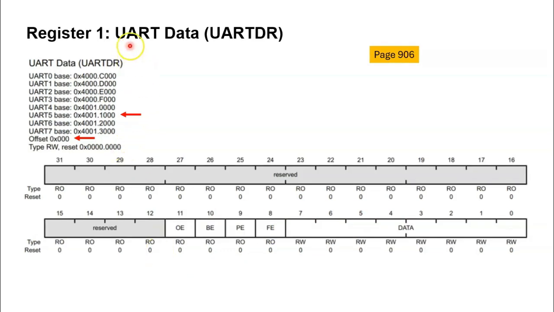Then we come to the UART data register, and you can find this on page 906 of the datasheet. And the UART5 base address for this register is 40011000 hexa, and the offset is 000 hexa. It's a 32-bit register. Bits 0 to 11 are used for this UART data register.